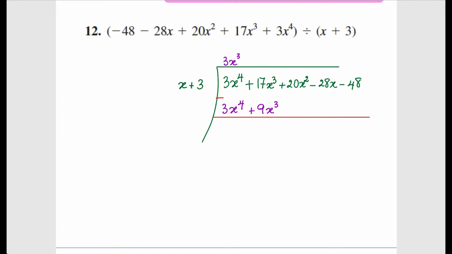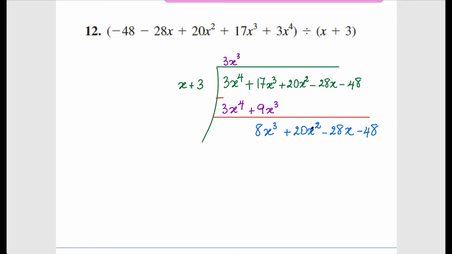And what do we obtain here? So 3x^4 minus 3x^4 is 0. 17x cubed minus 9x cubed is 8x cubed, right? And 20x squared, I don't have x squared here, right? So that's going to be itself. And I don't have an x, so it's going to be itself, minus 28x and minus 48, because again, I don't have a constant part to subtract. So I get this. All right. So the degree 4 now came down by 1. So I have 3 now.